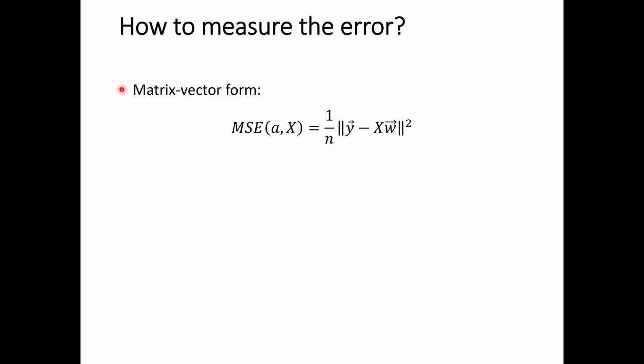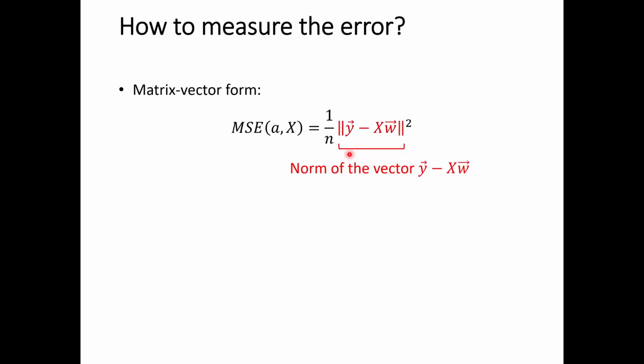In matrix vector form, the mean squared error is written as follows. MSE of model A on dataset X equals 1 divided by n times the squared norm of the vector y minus the design matrix X times the parameter vector W. Let's break down this formula.